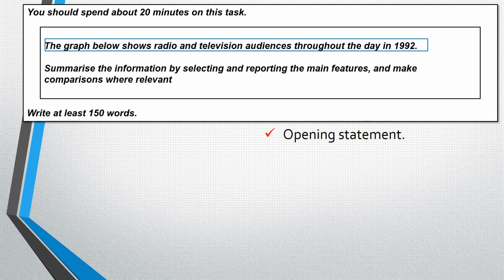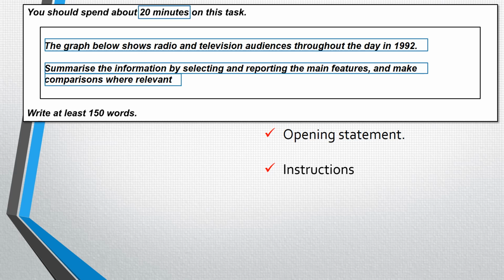Secondly, we're going to see the instructions, and they include the top sentence where it says you should spend a minimum about 20 minutes on this task, and also underneath where it says you should write at least 150 words. You'll always get both of those, and you'll also always read this sentence. Summarize the information by selecting and reporting the main features and make comparisons where relevant. So those are the three different instructions you will always see.